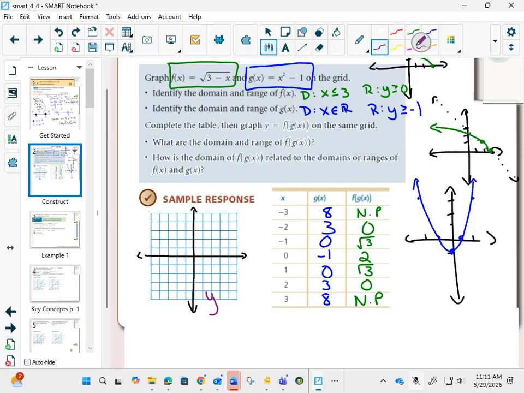and I'll do it in purple here. According to my table of values, when I plug in x is -2, I get 0. When I plug in x of -1, I get square root of 3. When I plug in 0, I get 2. When I plug in 1, I get square root of 3 again. And when I plug in 3, I get 0.